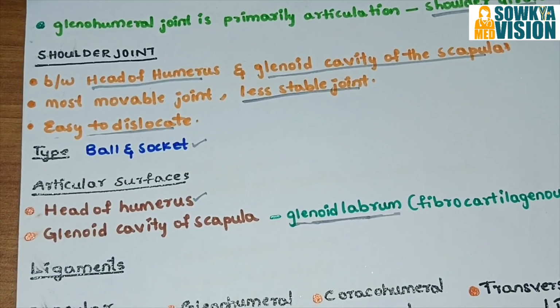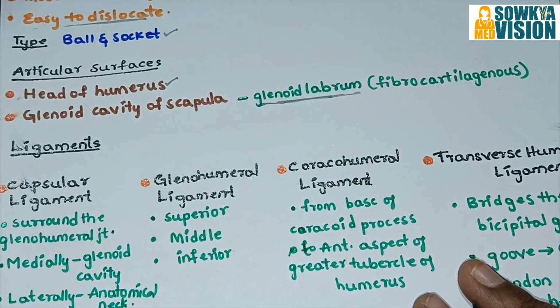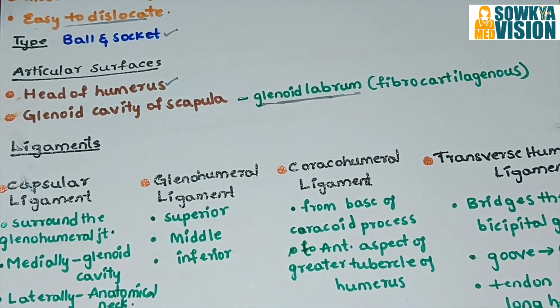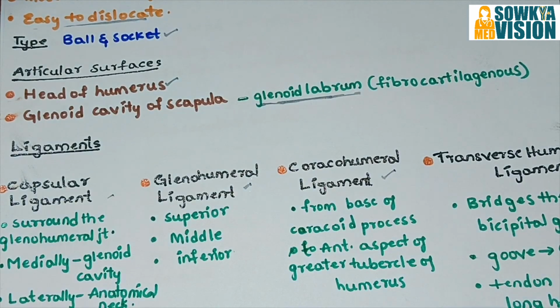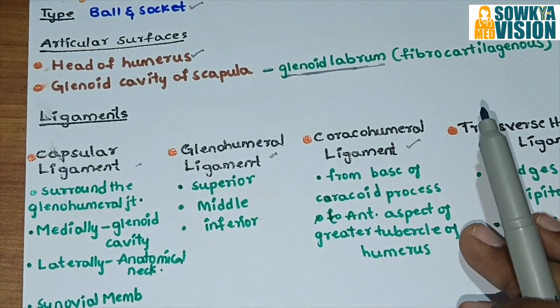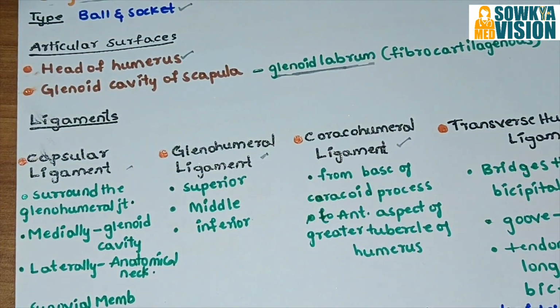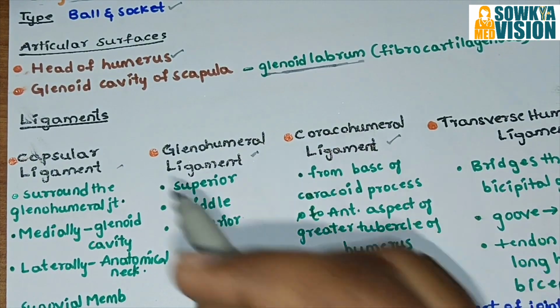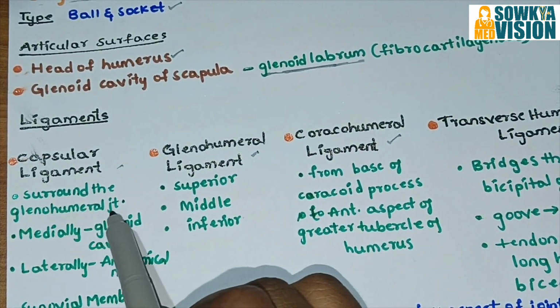Now let's see the ligaments of the shoulder joint. There are majorly four main ligaments of the shoulder joint. What are they? They are the capsular ligament, glenohumeral ligament, coracohumeral ligament, and transverse humeral ligament. The capsular ligament is present in every large joint of the human body. So in the shoulder joint, the capsular ligament surrounds the glenohumeral joint.